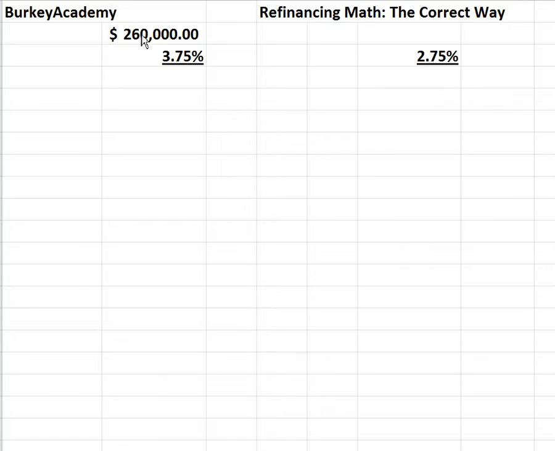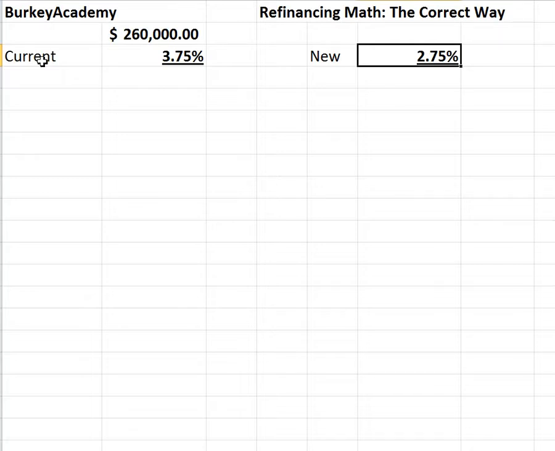Suppose that the principal, the amount you owe on your house, is $260,000, for example, and you're trying to decide whether to refinance a mortgage to a lower rate. Suppose your current rate is 3.75%. It could be anything. Let's just say 3.75%. And the new rate would be 2.75%.